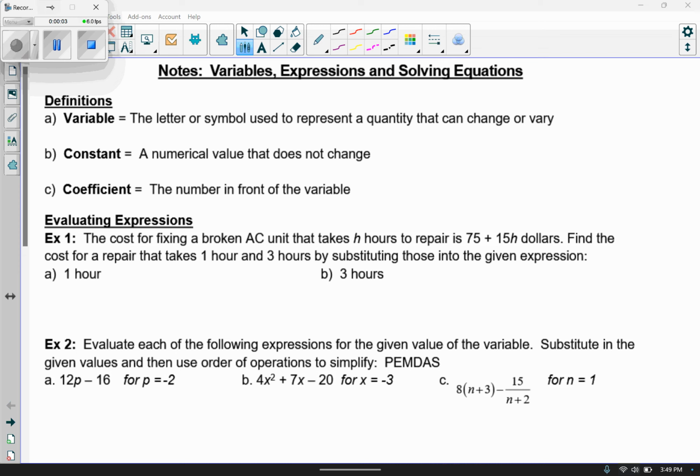Hi there. So in this section, we're going to look at variables and expressions, which will ultimately lead us into being able to solve equations. All right, so we'll first get started here with a few definitions.